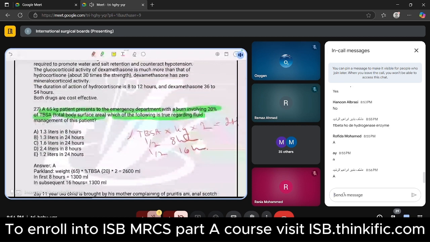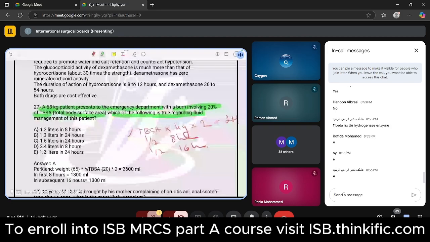If you calculate 65, which is his weight, times total body surface area, which is 20, times 2, that's 2,600 milliliters. So in the first 8 hours, we'll give half of it, which is 1,300 milliliters. And the next 1,300 milliliters in the subsequent 16 hours. So option A matches with our calculation.